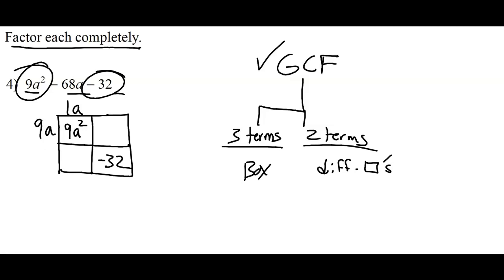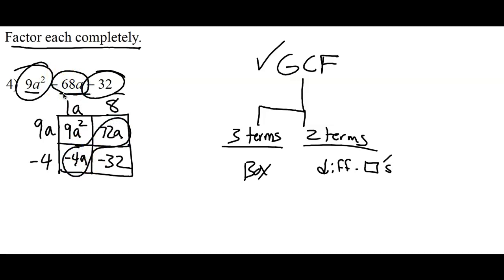Let's go back to the 8 and 4 method here. 8 and 4 for 32. Let's try that. 9a times 8 is 72a, and negative 4 and 1a is negative 4a. Do these add up to make 68? I think we finally have a winner.